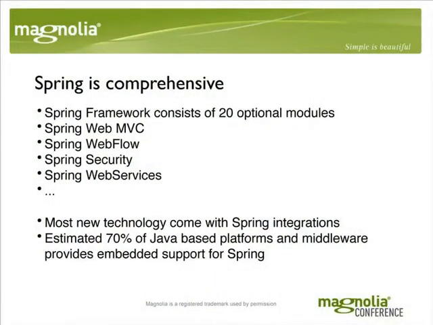So the framework consists of 20 optional modules that you can pick and choose from. Many of them implement these service abstractions. So if you're not using JDBC, just don't include that module. One of the modules is Spring Web MVC, which is the web framework. This we'll be talking a lot about today.